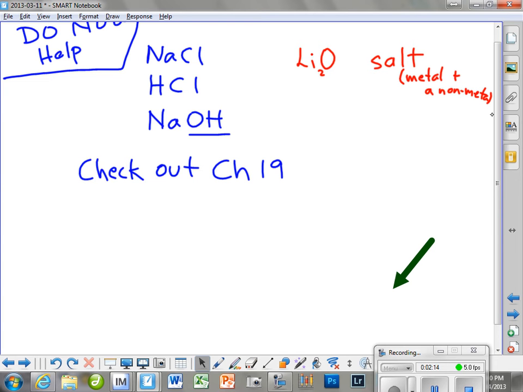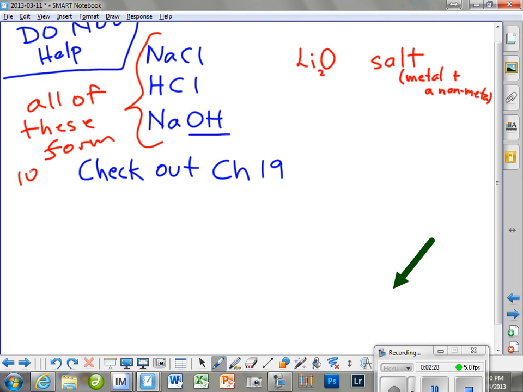All of these form ions. Ions. Okay, so what's another one? Stick with column 1 or 2 and then do any nonmetal with that. Calcium fluoride, CaF2, that would work. So there's all kinds of examples of these. Good job, Aline. And Andrea, you're up next.